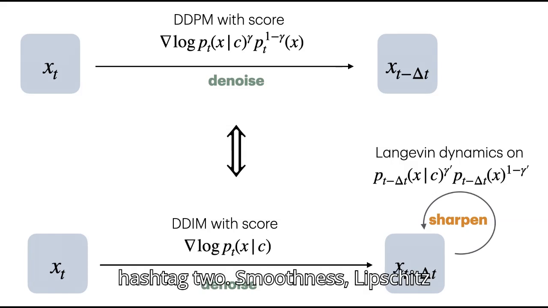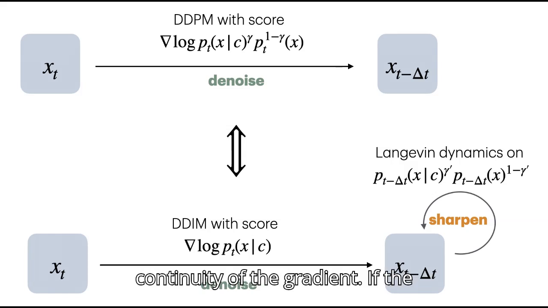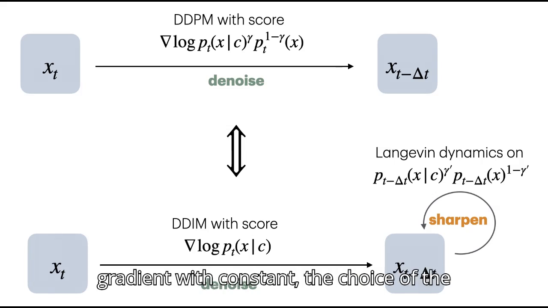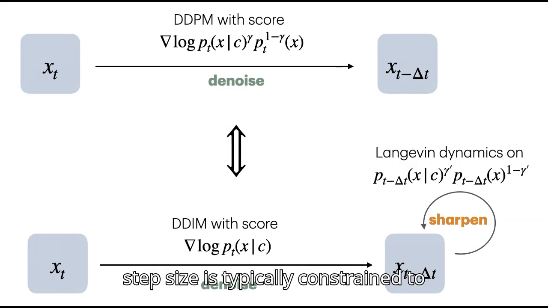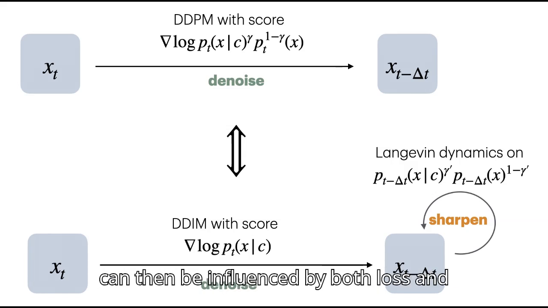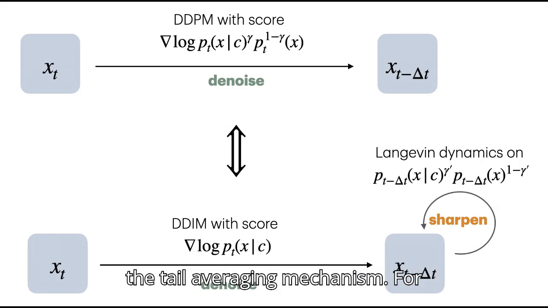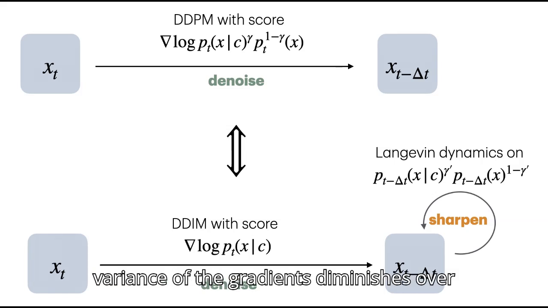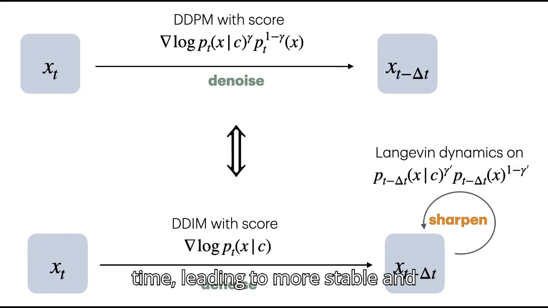2. Smoothness, Lipschitz continuity of the gradient. If the function has a Lipschitz continuous gradient with constant L, the choice of the step size is typically constrained to ensure convergence. The convergence rate can then be influenced by both the loss and the tail averaging mechanism. For instance, with tail averaging, the variance of the gradients diminishes over time, leading to more stable and potentially faster convergence.